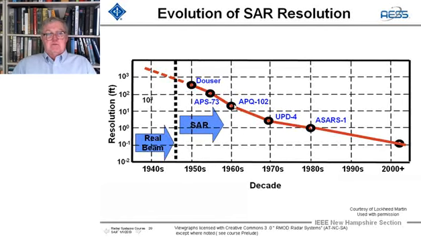And these are the names of some radars and how the resolution got better and better. And here's an airborne SAR in the 80s, and now we're up at levels where we can see down to the order of inches, 10 to the minus 1 feet. So that's pretty darn good.